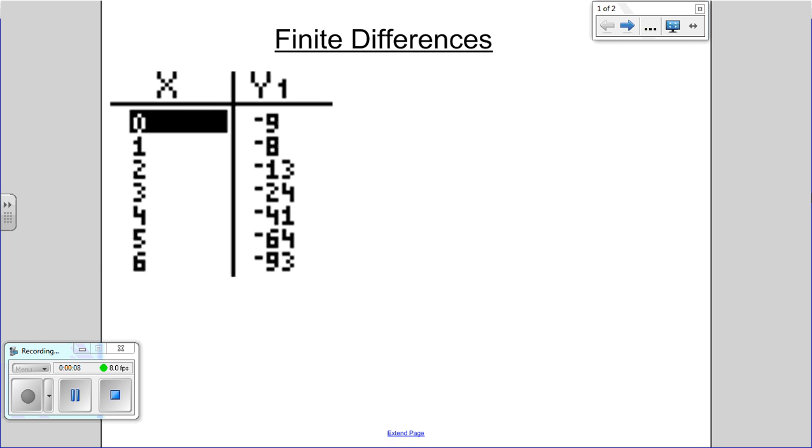So I just wanted to give you a heads up, maybe a head start on tomorrow's lesson called Finite Differences. We've been talking about arithmetic and geometric sequences. So those dealt with linear and exponential equations. But what if we have a different equation that's making a sequence, like this one that's going negative 9, negative 8, negative 13, so on and so forth? It's not as constant as it is with arithmetics and geometrics. So we do have a process called Finite Differences to help us with that.